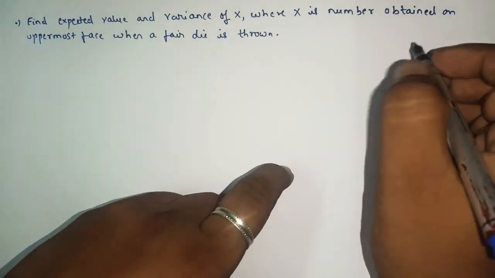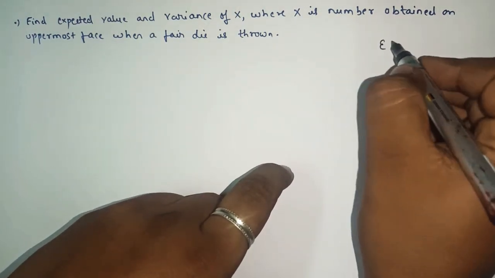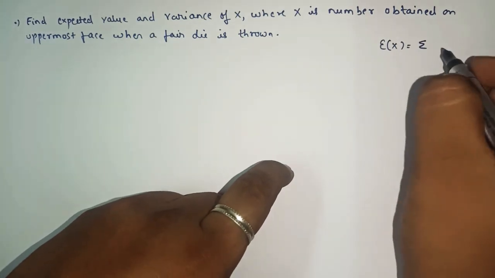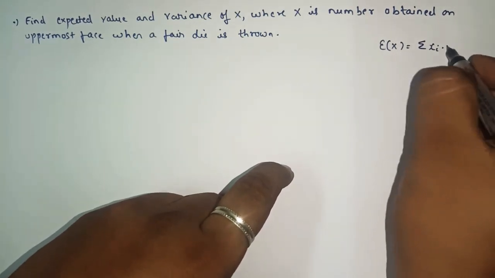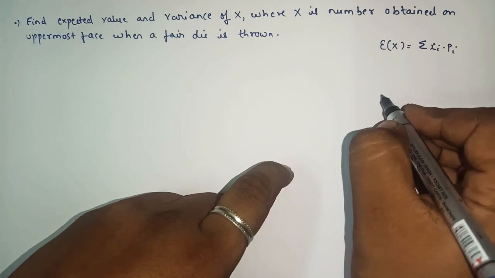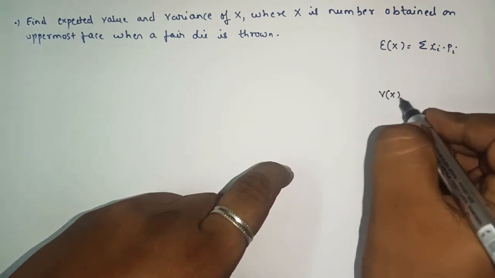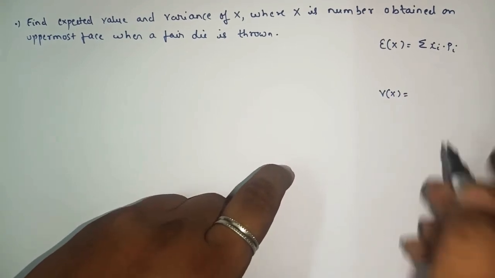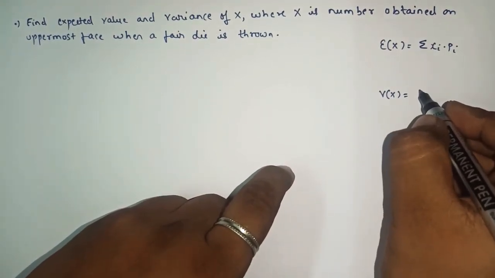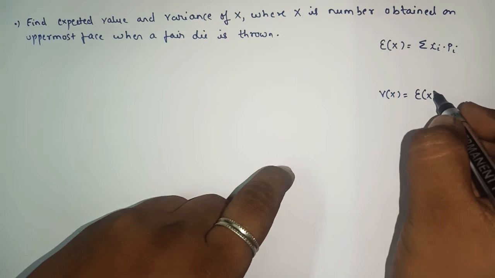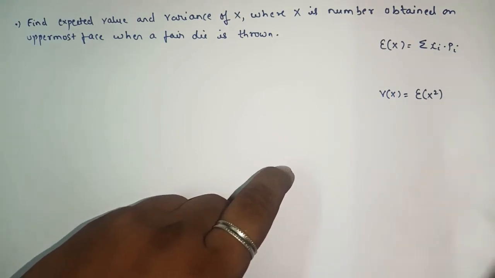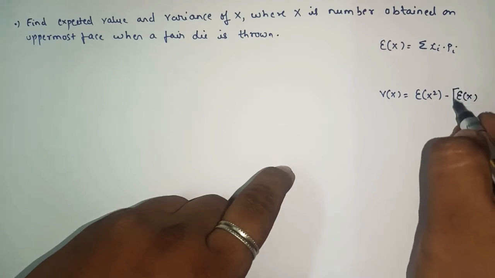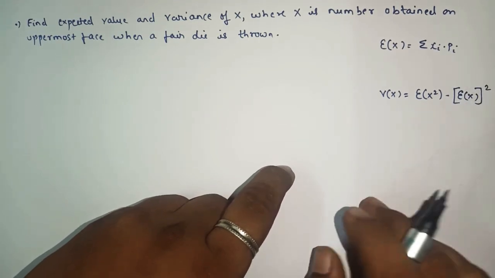I hope you all know the formula for expected value. That means E of x is the total of xi pi. And V of x is E of x square minus E of x the whole square.